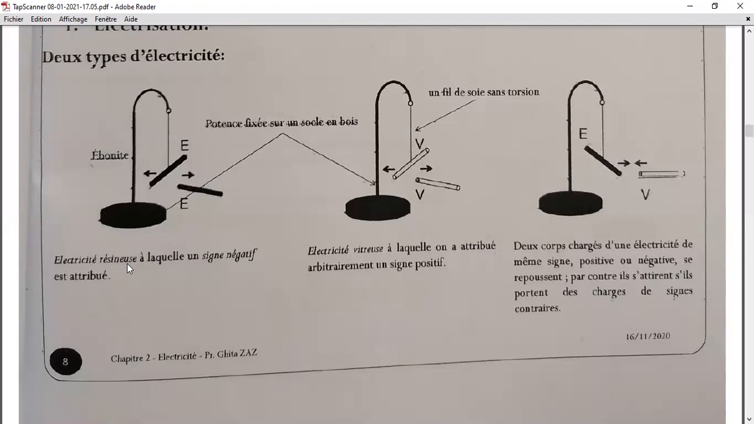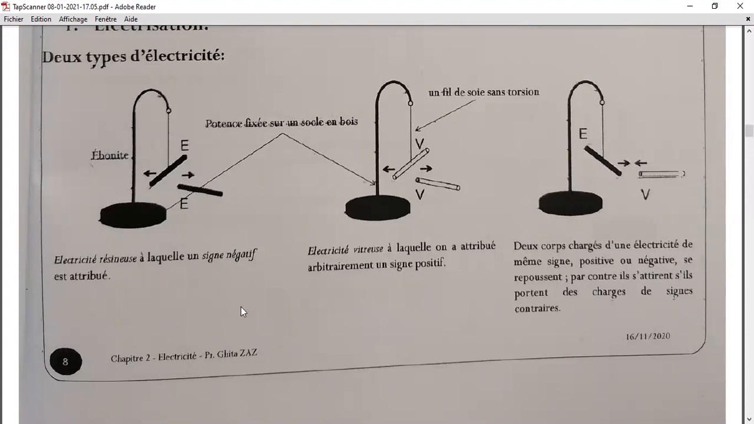When they tried to bring these two, the plastic and the glass, together, they saw that there was an attraction, and this proved their assumptions to be correct. So they discovered the two types of electricity: one which is negatively charged, and the other one which is positively charged.